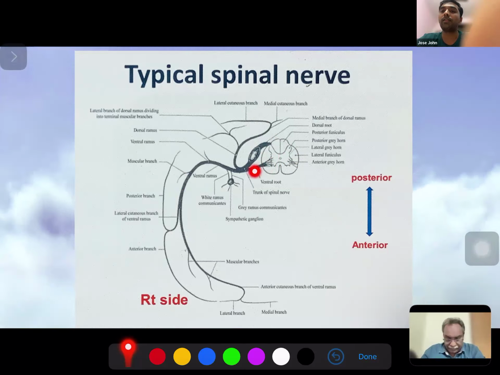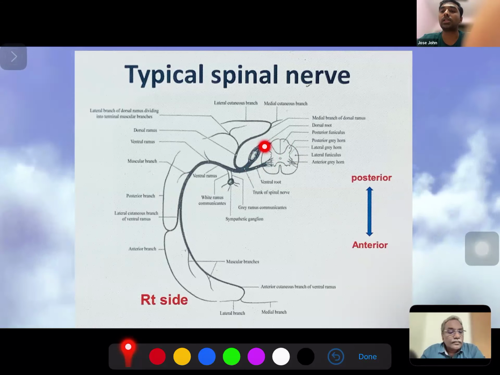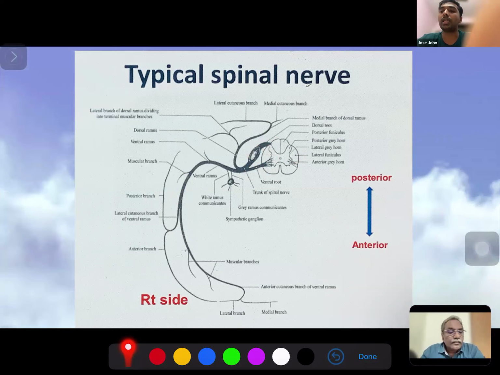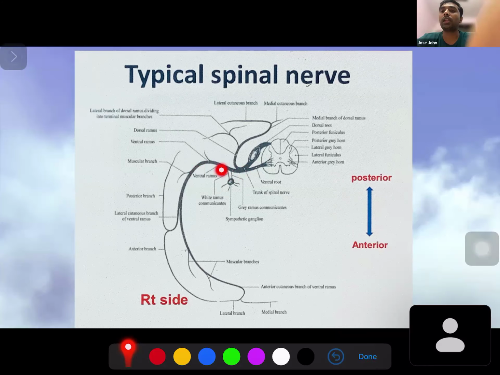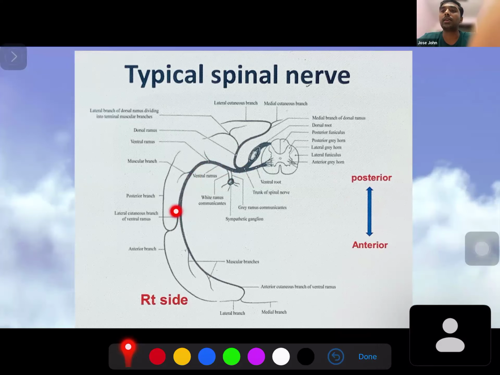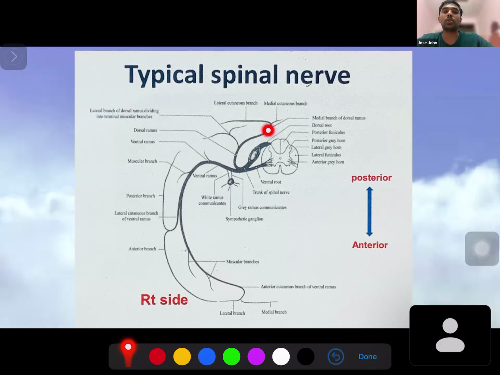This ventral ramus again divides into lateral cutaneous branch of ventral ramus and the anterior cutaneous branch. The lateral cutaneous branch will further divide into anterior and posterior, whereas the anterior will divide into lateral and medial. Now, there will be a dorsal ramus which gives rise to lateral and medial cutaneous branches, and it supplies the skin and other muscles of the back.